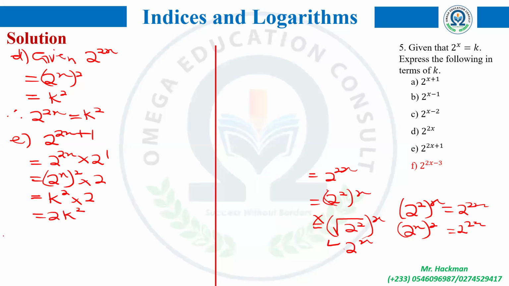Yes. Okay, so you draw your conclusion. Therefore, 2 to the power 2x plus 1 is equal to 2k squared. So this is also in terms of k.